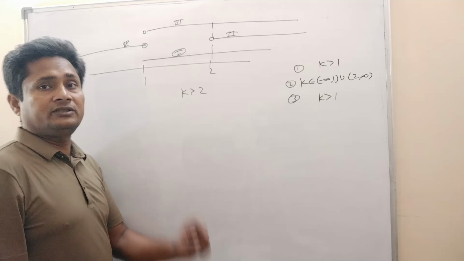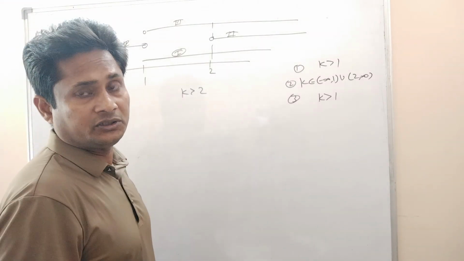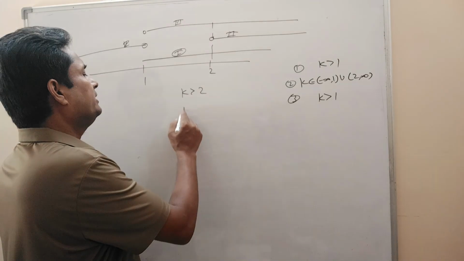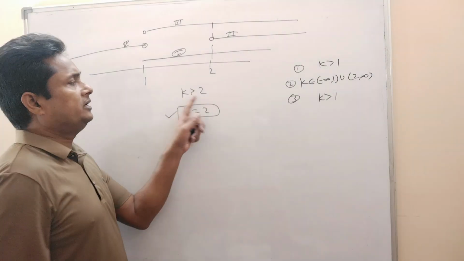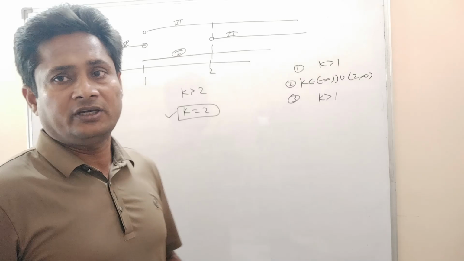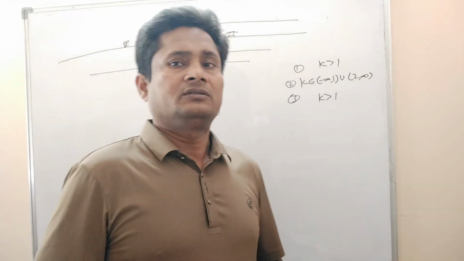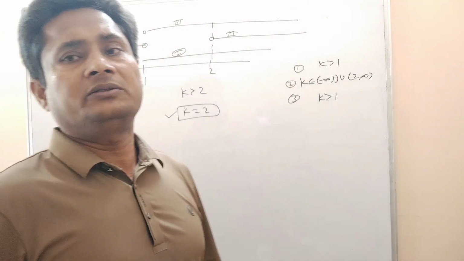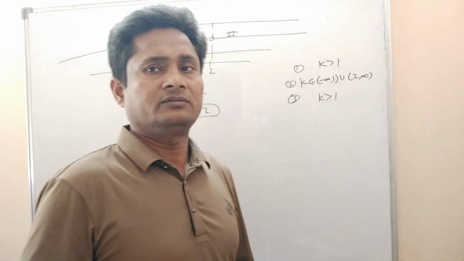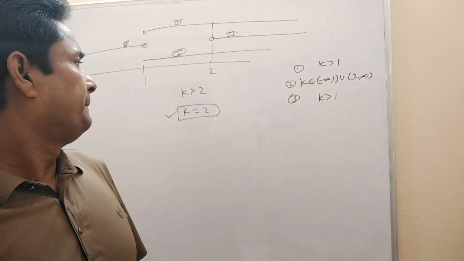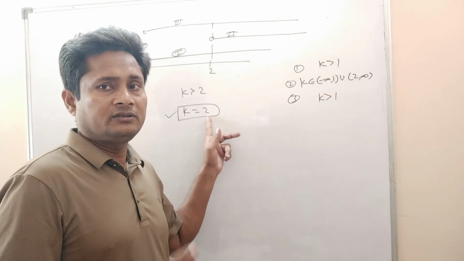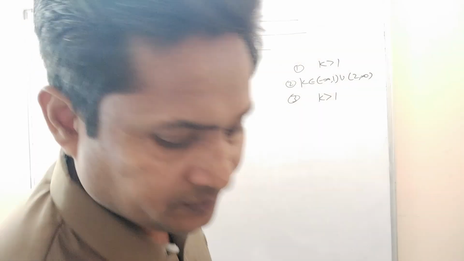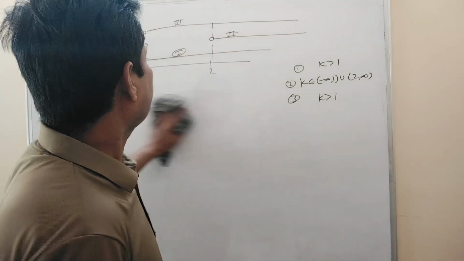So what can be the least value of k? We can take k as 2. The least value possible is k equal to 2. After that you can take any value greater than 2. So the least value of k is 2. So this is the answer.